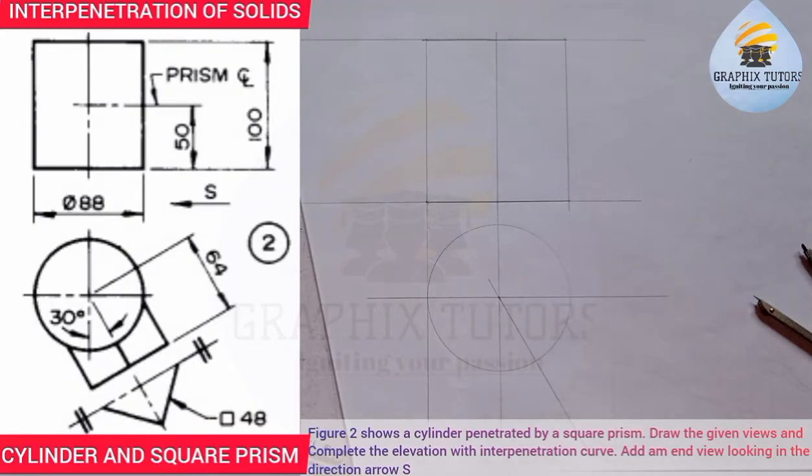Now, the next thing is the distance between the square prism and this cylinder, from the main figure here, which is given to be what?